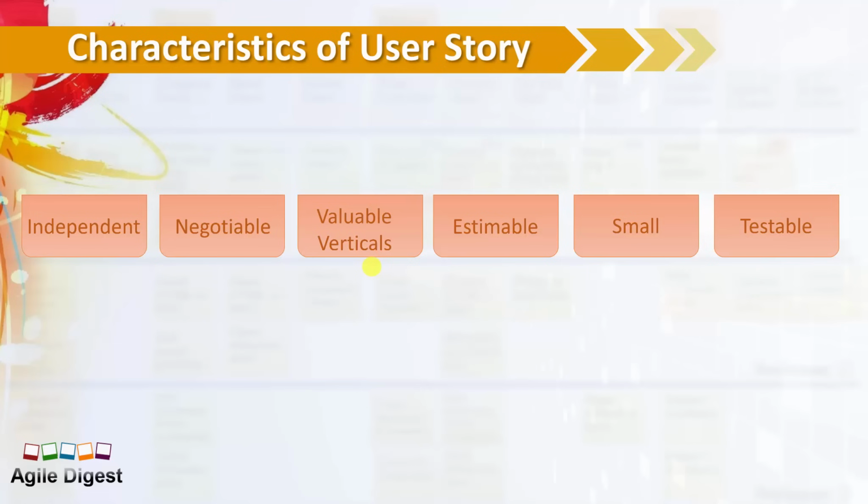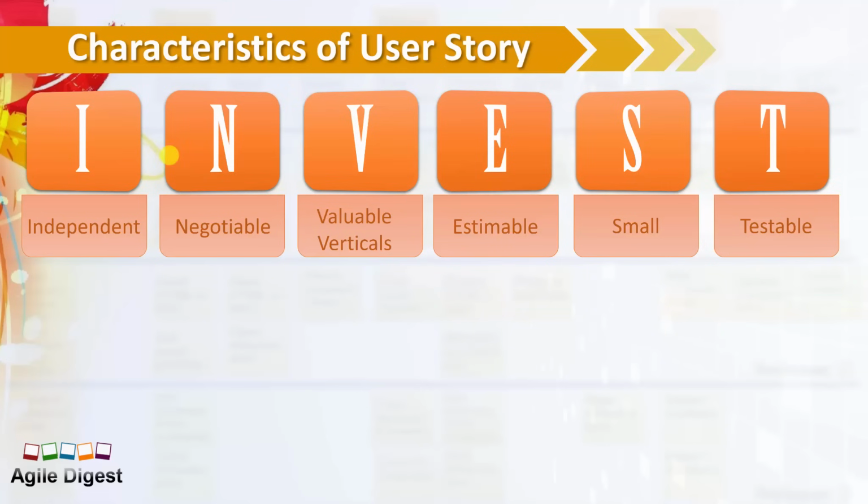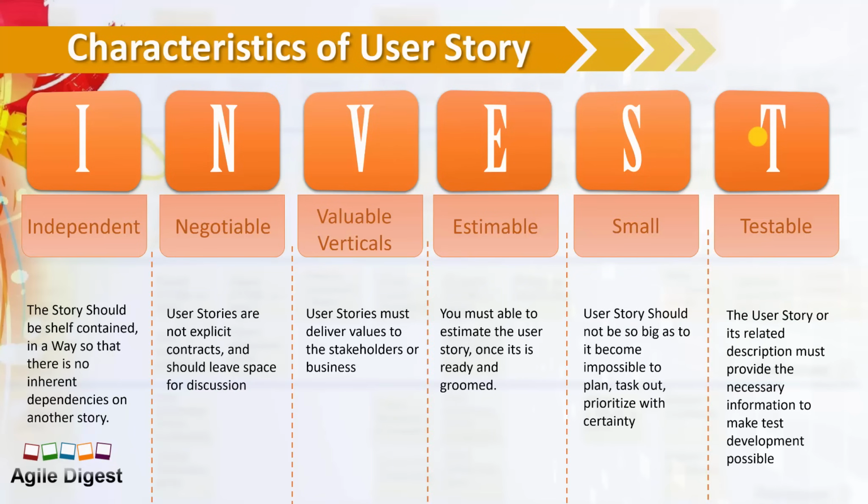So all these, in short, have an acronym called INVEST: independent, negotiable, valuable, estimable, small, and testable. We have already mentioned the characteristics for I, N, V, E, S, and T. This is the acronym for the characteristics of a user story. Whenever you need to think about making a user story mature, just think about whether your user story has all the characteristics or not.